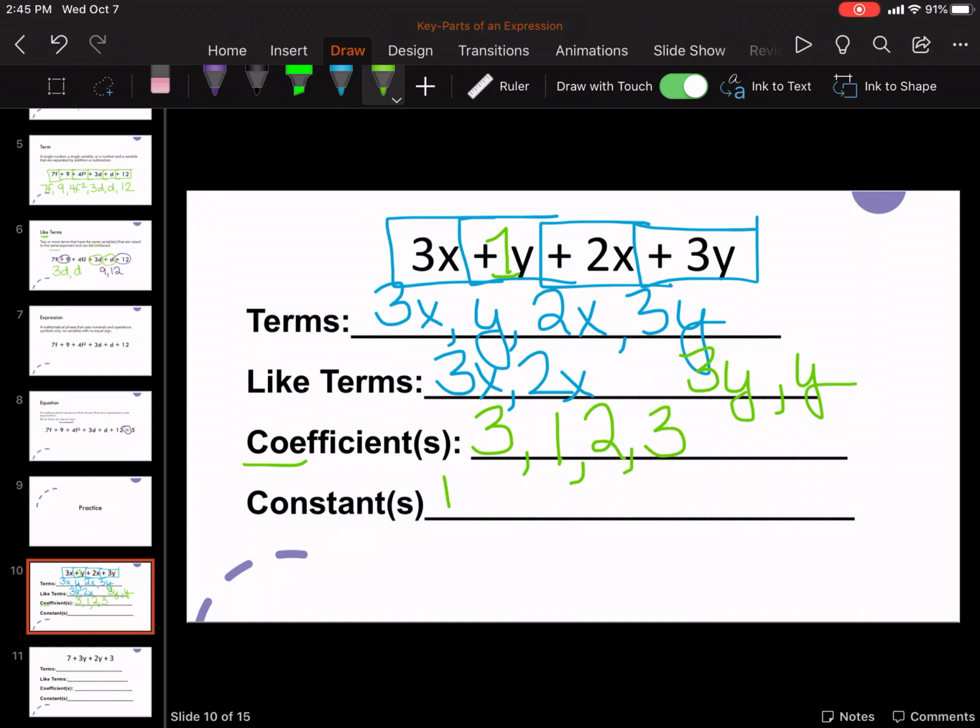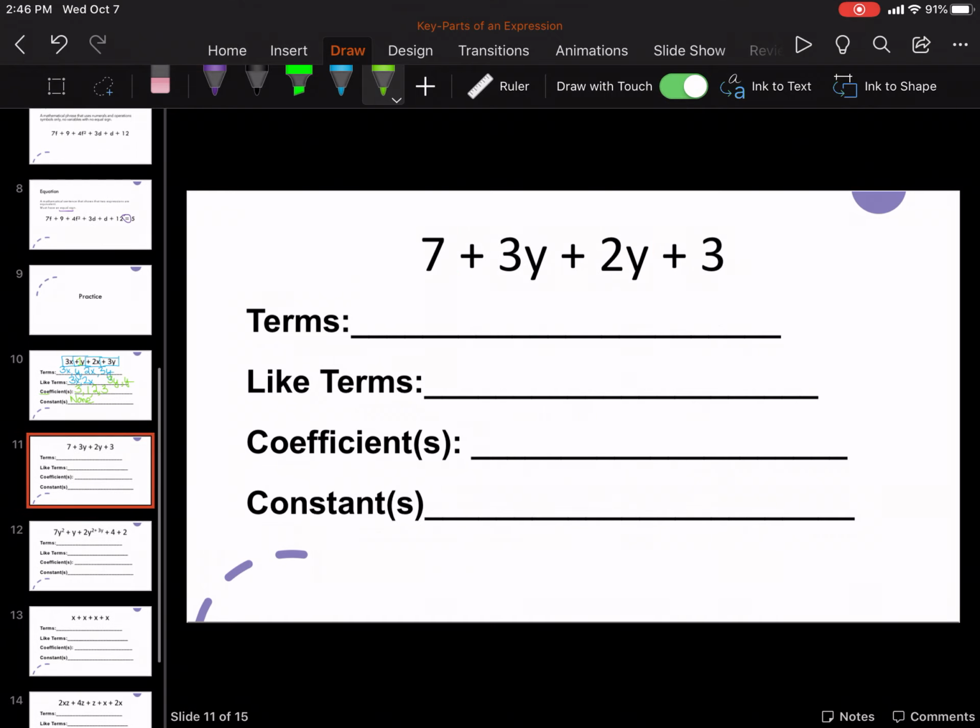And then constants, we do not have any, so we need to write the word none. Don't just leave it blank, because I want you to show me you understand that there aren't any in this situation. But I know that there aren't any, right? You got to show me that. Okay, go ahead and start by training it up and finding your terms.